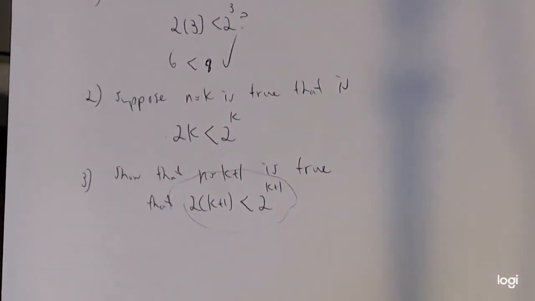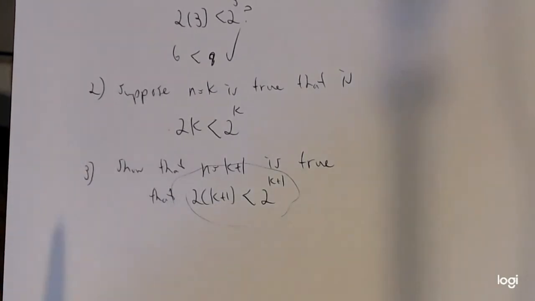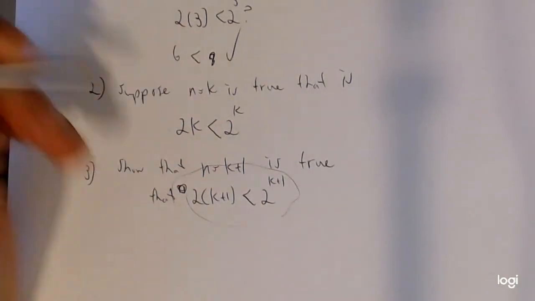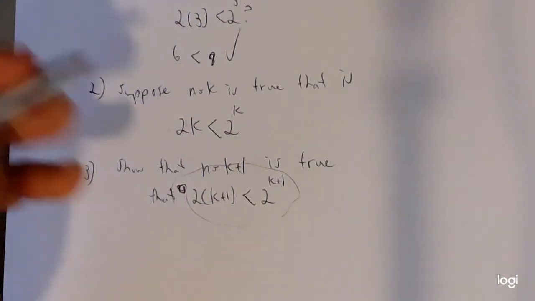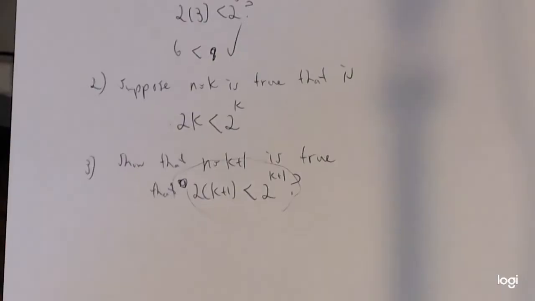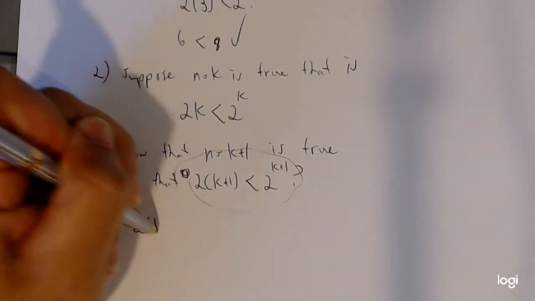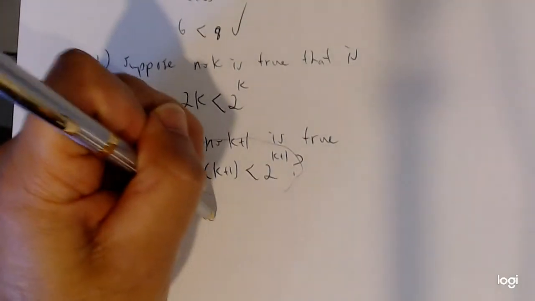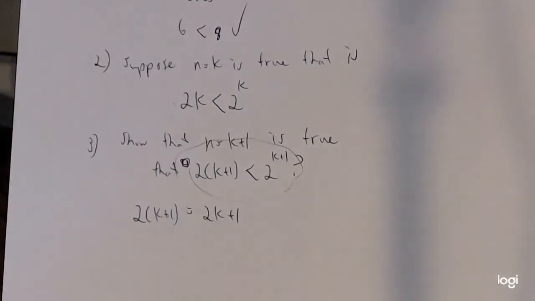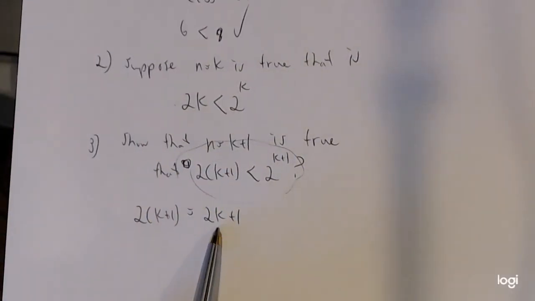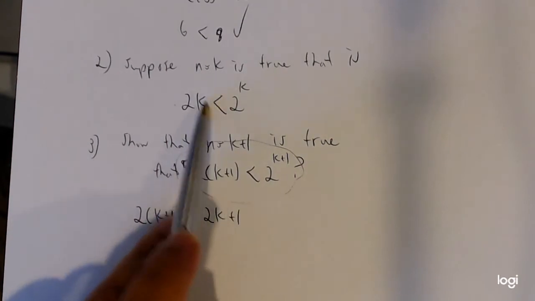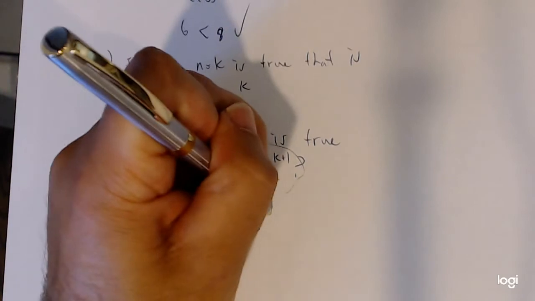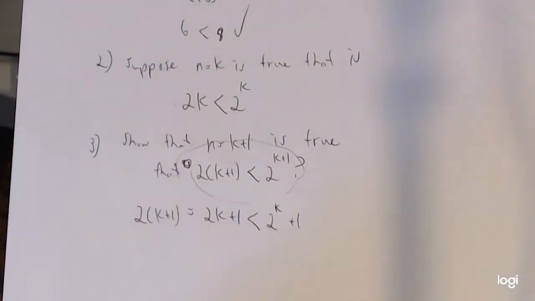So what is it that I'm going to do? We start with the left side. I should put a question mark here because we don't know if that's true. So we're going to say 2 times k plus 1. Let's simplify. We know that this is equal to 2k plus 1. And look at the beautiful part here: I see a 2k here, and what do I know about 2k? 2k is less than 2 to the power of k. So 2k plus 1 is going to be less than 2 to the power of k plus 1. Hopefully you guys see this, right?